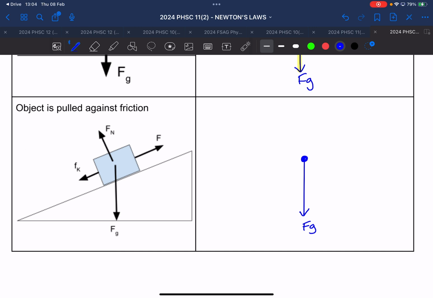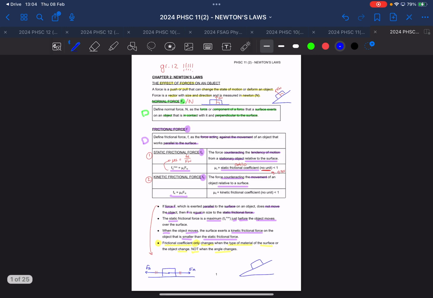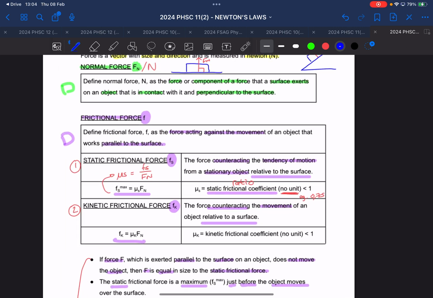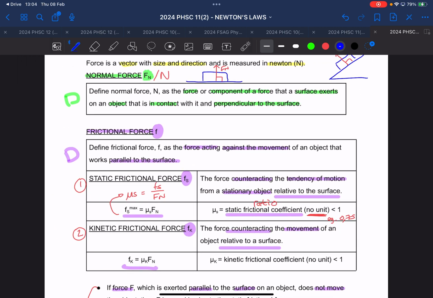Alright. Grade 10s, 12s, 11s. I told you there will be a speed test tomorrow. Your speed test will be on these 4 definitions: normal force, frictional force, static, kinetic. I'm going to ask 2 definitions, 2 of the 4.